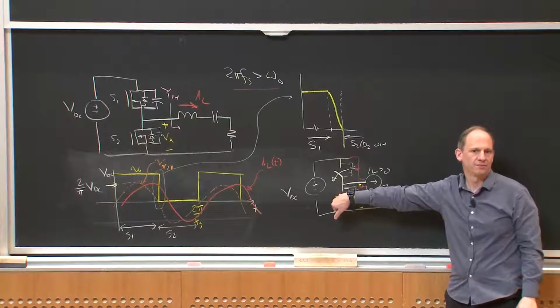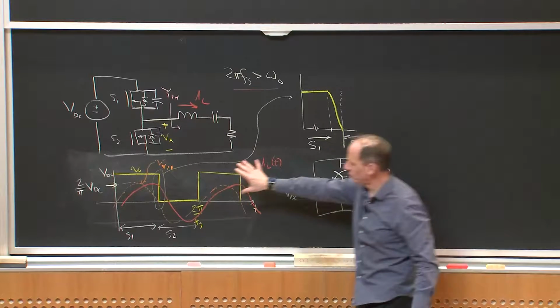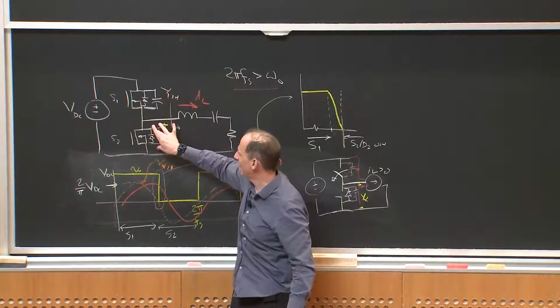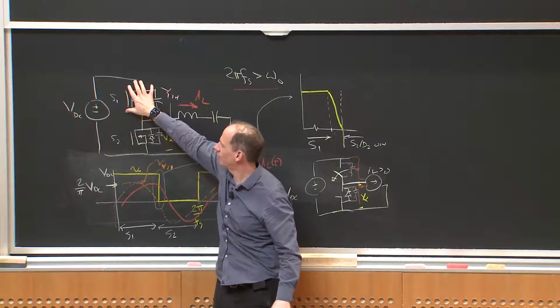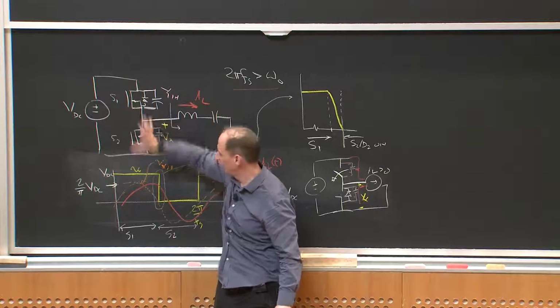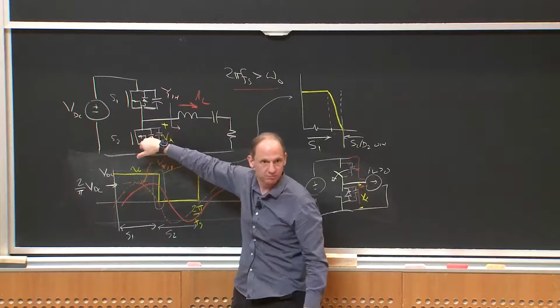Okay? So if I were to zoom in on this switching transition, if I put some capacitance here and I put some dead time between S1 and S2, I can turn off this switch at 0 voltage, and I can turn on this switch at 0 voltage because the diode will catch it. Does that make sense to everybody?